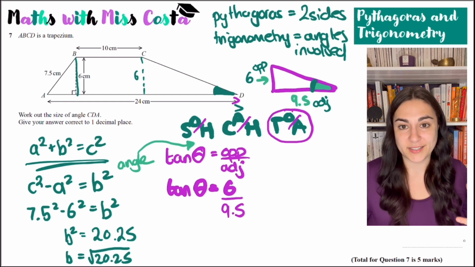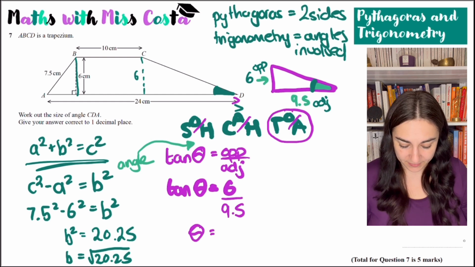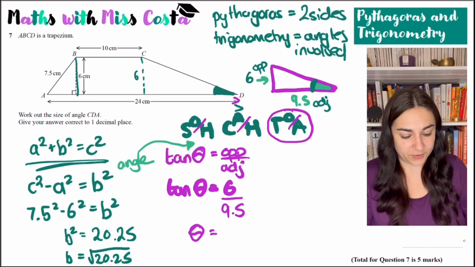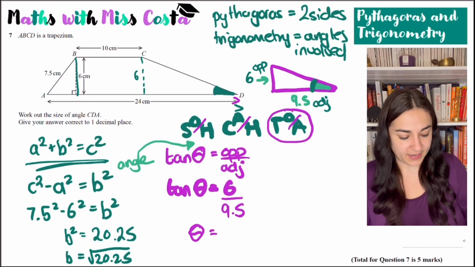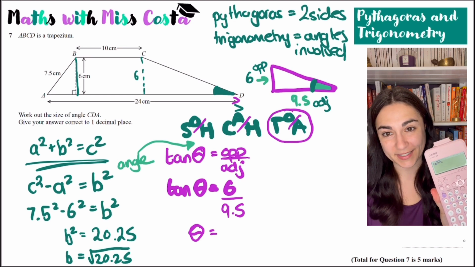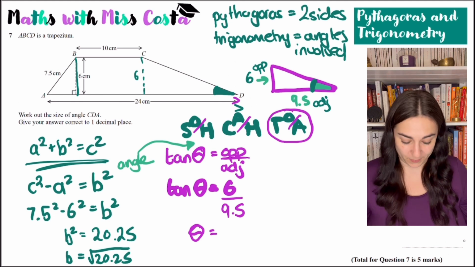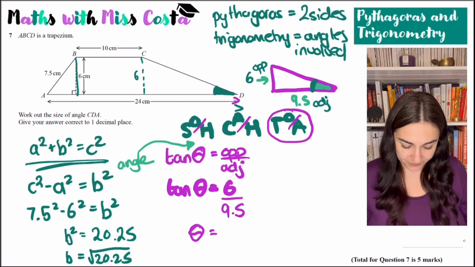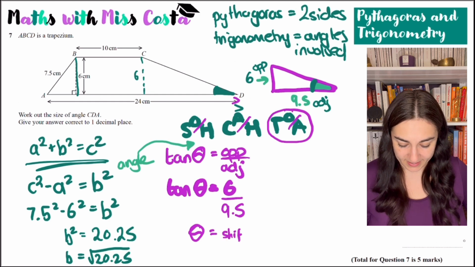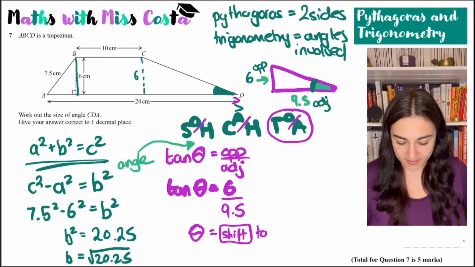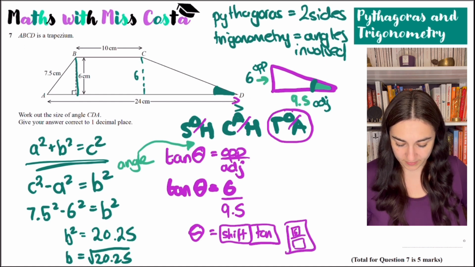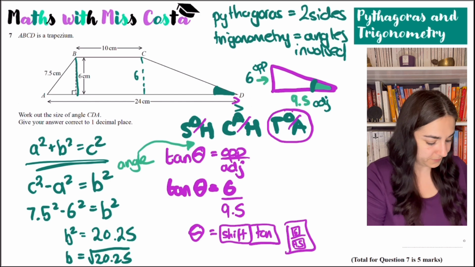And whenever I'm trying to work out an angle, I always have to do this thing called the inverse. Like in your calculator, you press shift and then tan. It's the inverse of tan. It's the same as dividing by tan, but our calculators don't like it when we do that. So we press shift tan. So I'll write that here. You press shift tan and then use the fraction button to write 6 over 9.5.